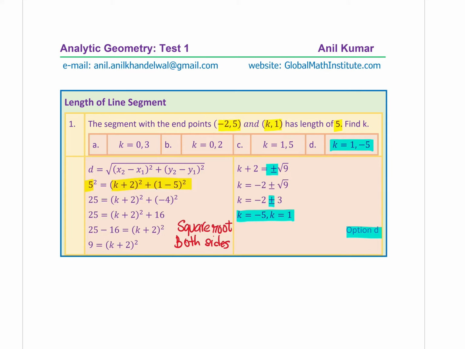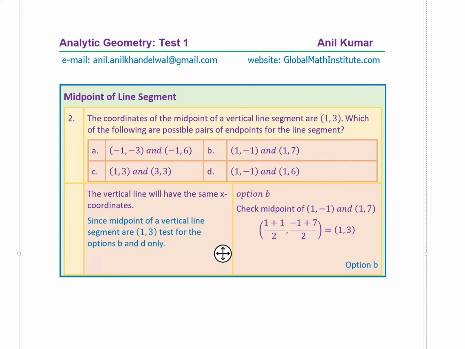Clear? Let's move on to question number 2. The coordinates of the midpoint of a vertical line are 1, 3.